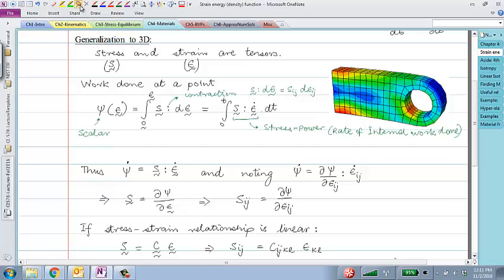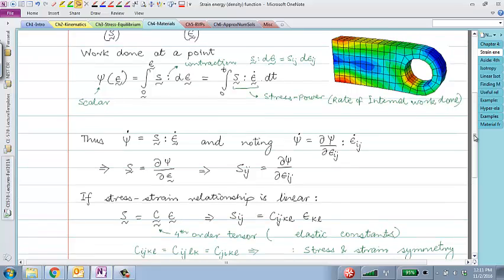I'll give you some examples of these strain energy density functions, and we'll see how to actually calculate stress if you're given a strain energy density function, by taking derivatives with respect to epsilon. We'll do that maybe in a couple of slides.